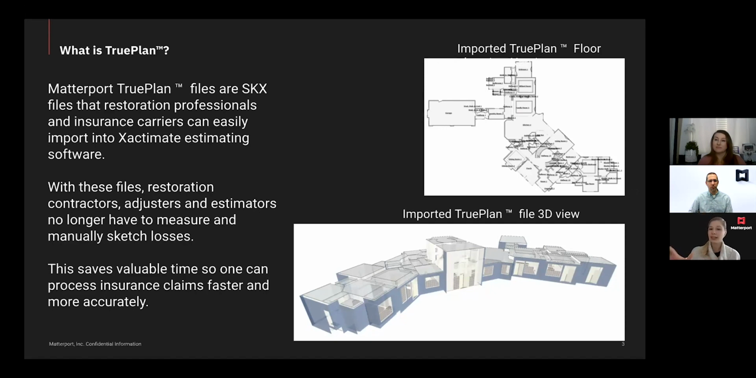On the right-hand side here, you're going to see two versions of the same file. The top picture is a 2D floor plan view of what the TruePlan looks like inside the Xactimate product. The image below it is also a view of the TruePlan product within Xactimate. This is the 3D view of the TruePlan.